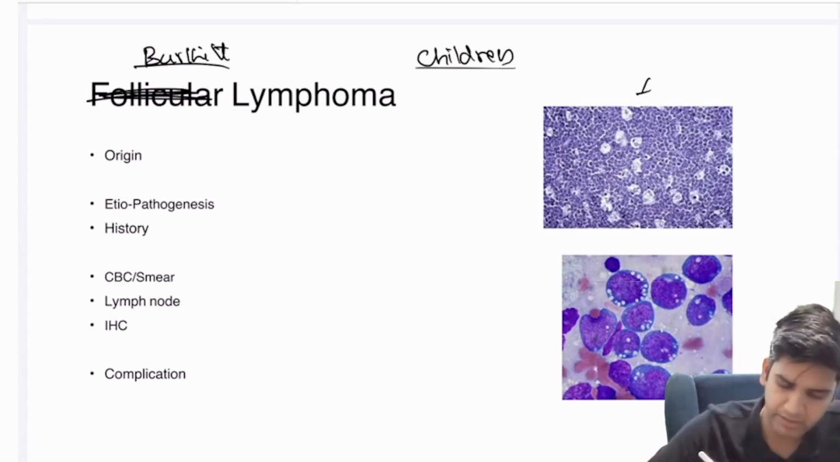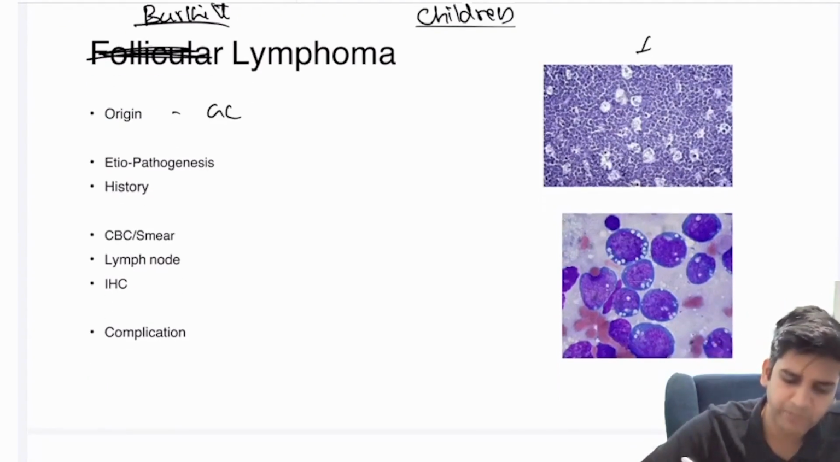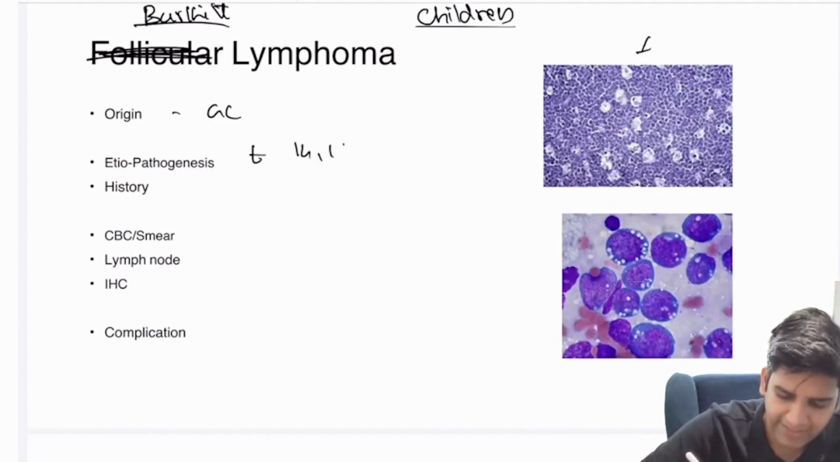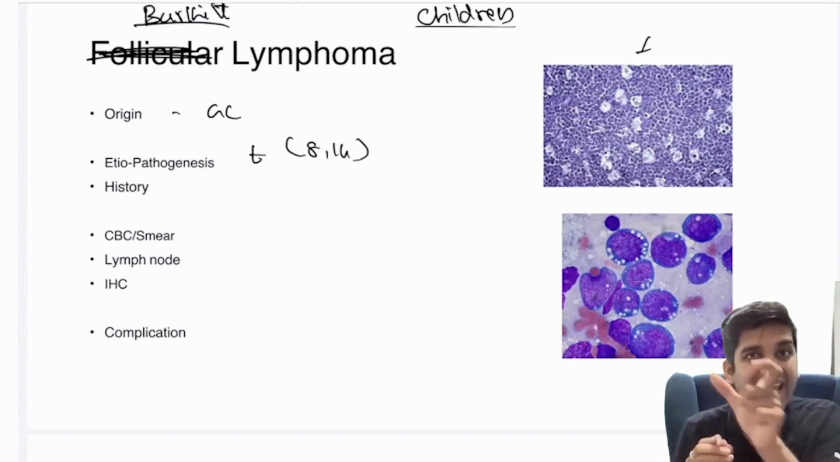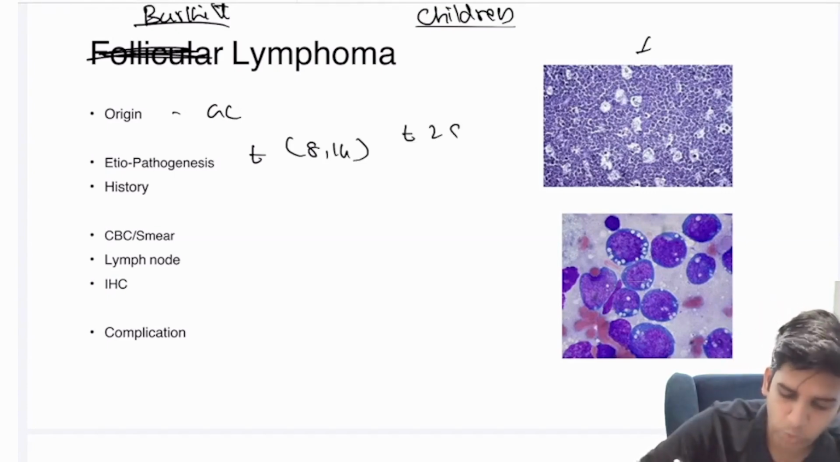Rest everything happens in adult, right? Burkitt is also from germinal center. Translocations 14, 18. Sorry, translocation 8, 14. Burk 8, right? I want you to remember as Burk 8 lymphoma, or translocation 2, 8, or translocation 8, 22.